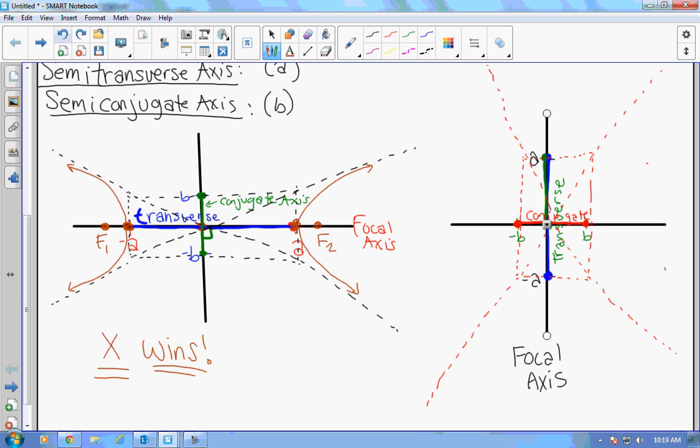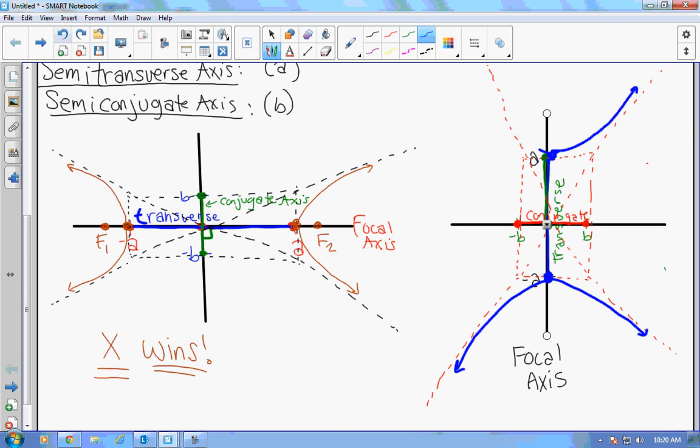This time, which way wins? What's the wider side? Is it the horizontal or the vertical spread? Vertical spread. So our hyperbola this time is different. We have a vertex on the focal axis here at negative A, and it gets microscopically close, infinitely close to our, what do you call those? Asymptotes. Okay, and same here.